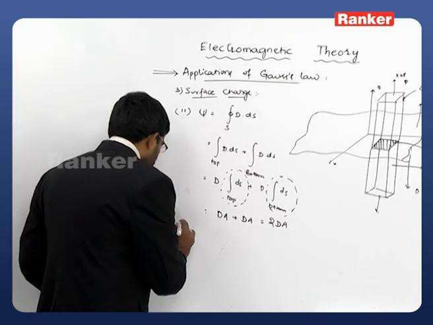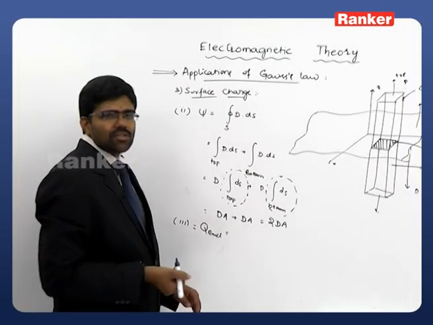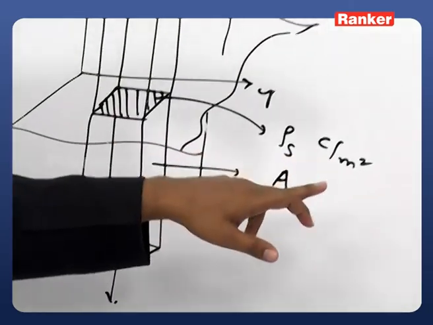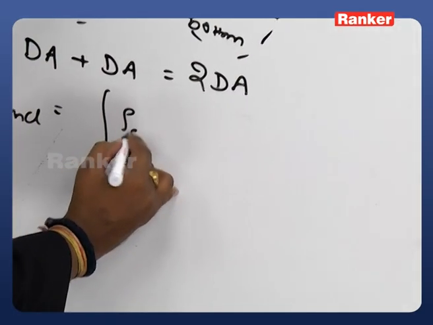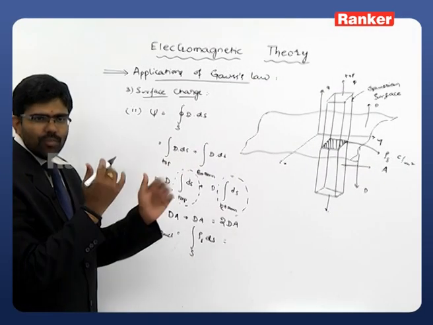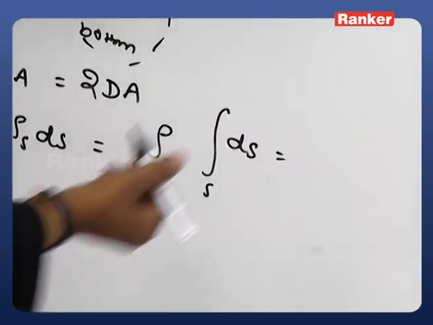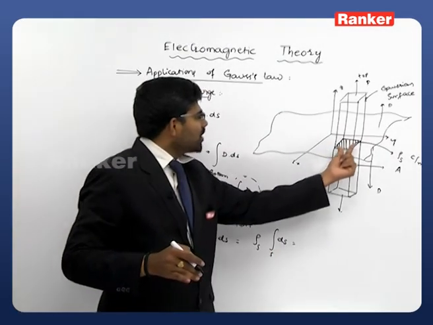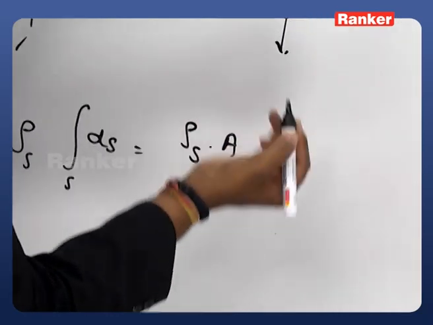And the third one, the total charge enclosed. So what is the total charge enclosed? Easily you can calculate the total charge enclosed using its surface charge density. Since we have a surface, the surface charge density is the useful one. So the total charge enclosed is equal to the surface integral of rho s dS. Since this rho s is uniformly distributed, bring it out from the integration, which is equal to rho s times the surface integral of dS. This surface integral of dS is nothing but the surface area of the differential area we considered, that is nothing but A. So simply it is rho s into A.